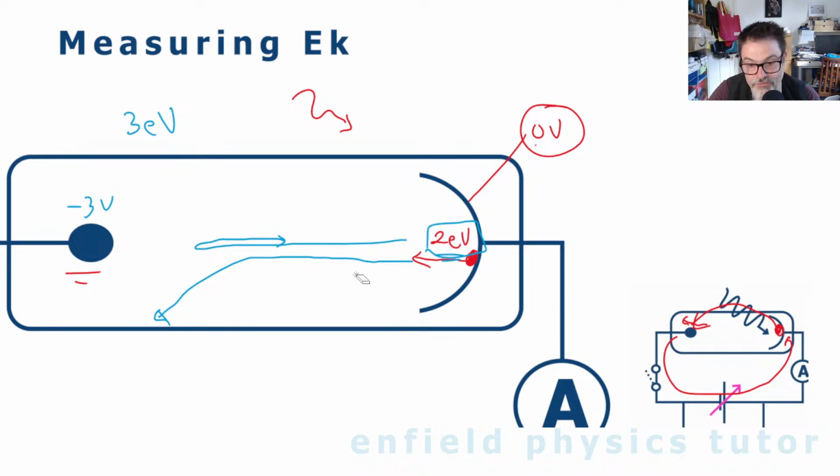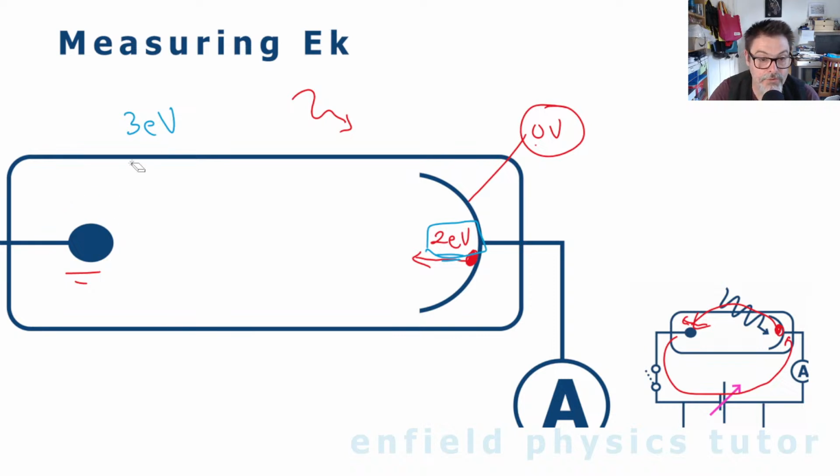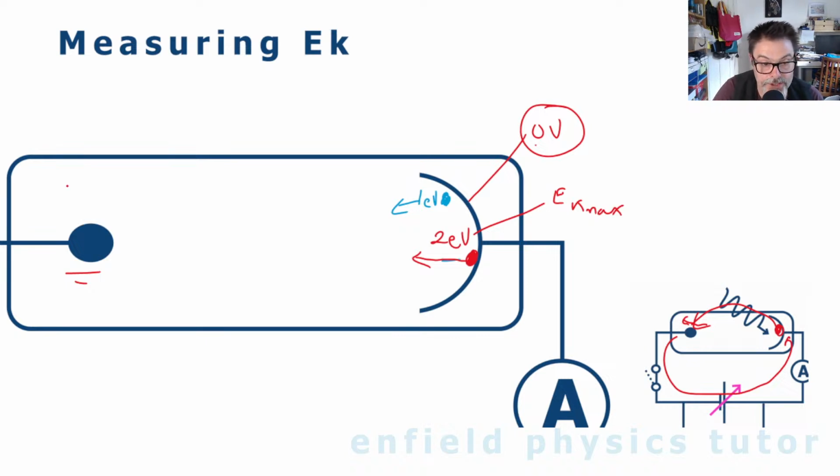Now where this gets really interesting and really useful is that, let's consider what happens now if we have a number of electrons coming over. So this time we're going to have a little blue electron that is emitted with 1 eV and a red electron that's emitted, say, with 2 eV, and this red one is the maximum energy. So this is EK max. So what we do then is we vary the voltage on this. Let's say we'll go from 0 and we'll vary it down to, I don't know, let's say -3 volts.